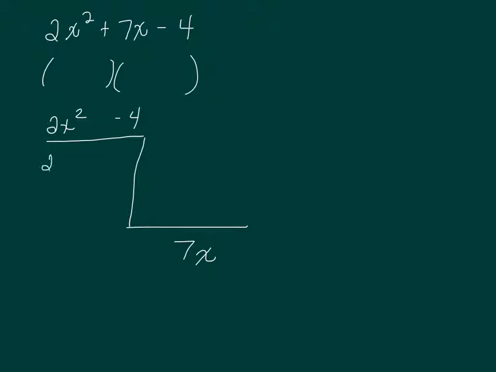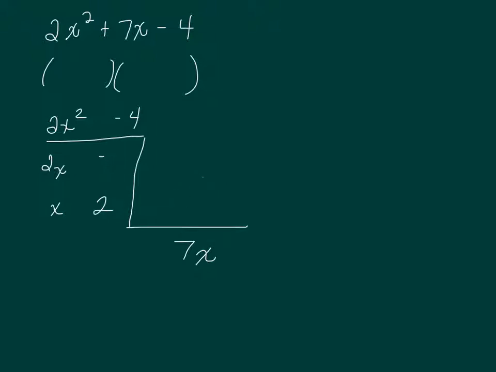So 2x squared I can break up into 2x and x. Negative 4, let's see, I can break it up into negative 2 and 2. So 2x times negative 2 is negative 4x, and x times 2 is 2x. Negative 4 plus 2 is not 7, so something's wrong. I don't have the right factors, so let me get rid of these.